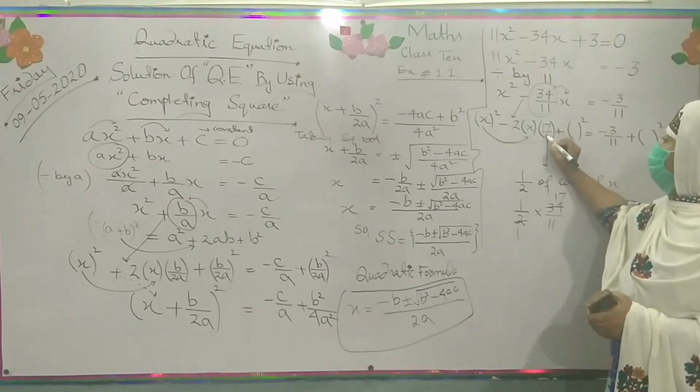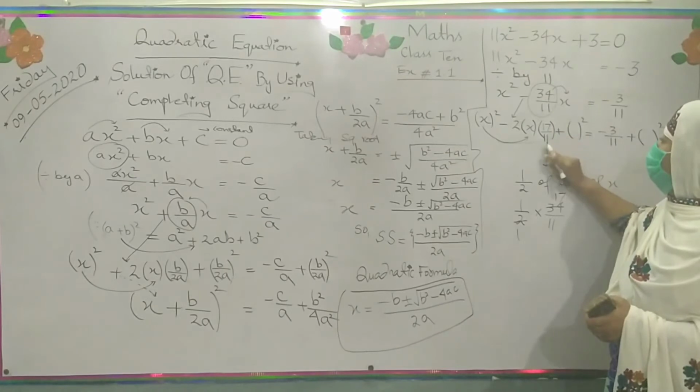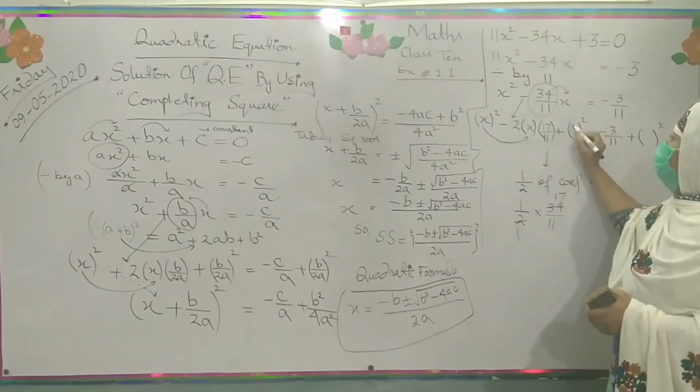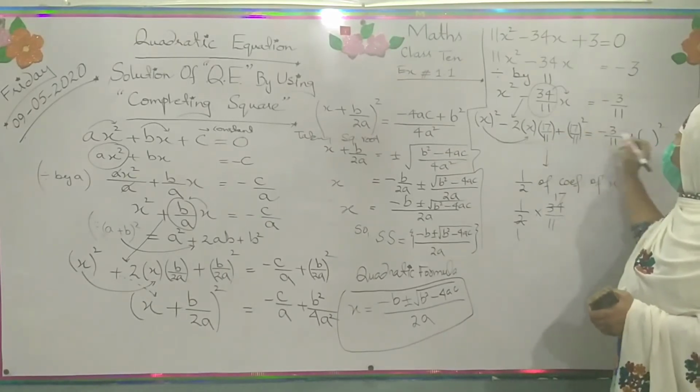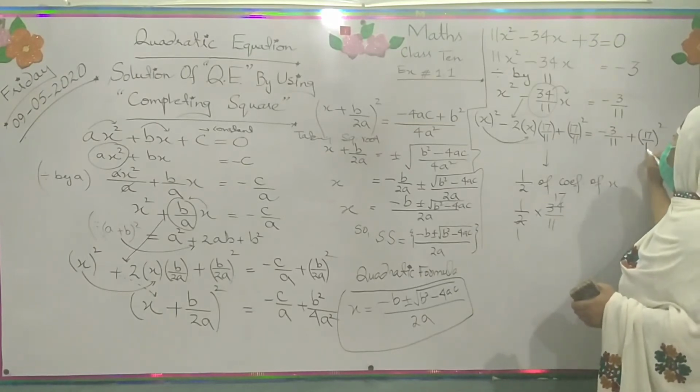17 over 11. I will write here. Here also 17 over 11, and here also 17 over 11.